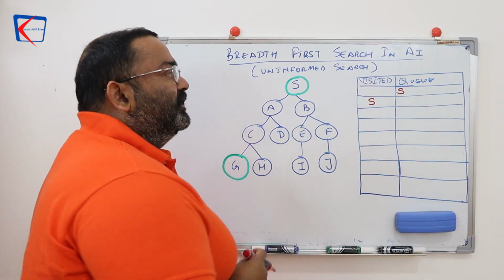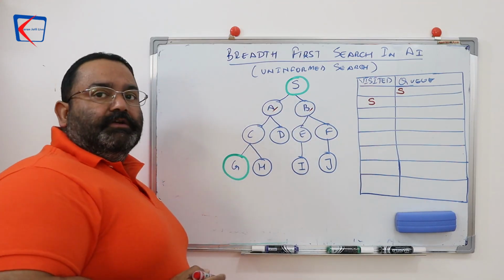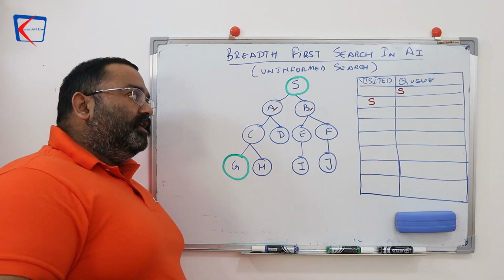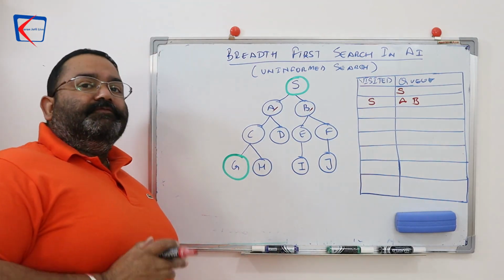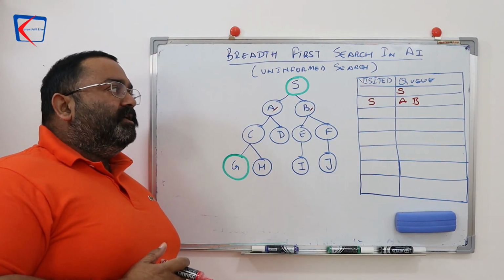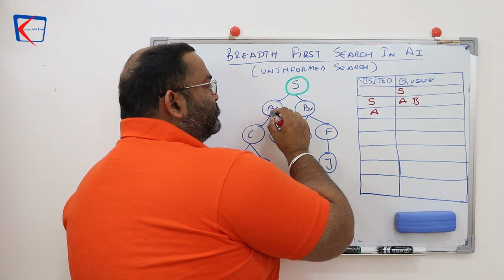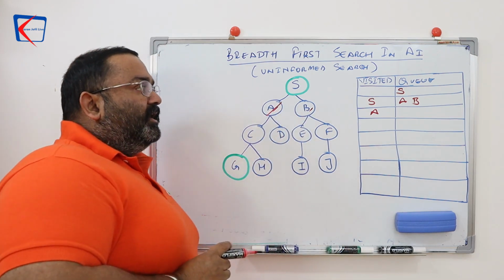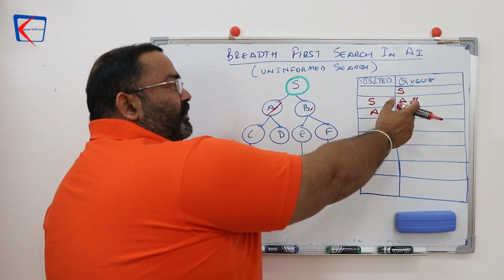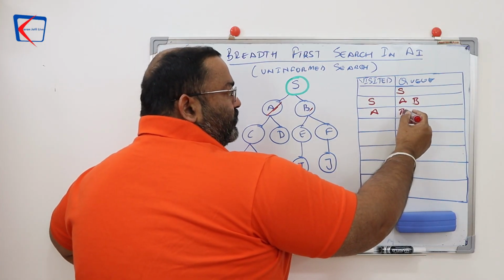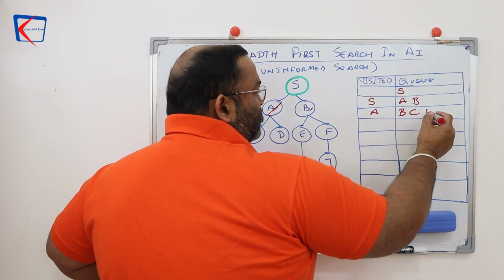Then I remove the node S from the queue and mark it as visited. Then I look for the children of S. The children of S are A and B, so I add them to the queue: A, B. The queue uses first in, first out, so the element which entered first was A. I remove A, visit A, and look for the children of A. The children of A are C and D, so I add C, D to my queue.